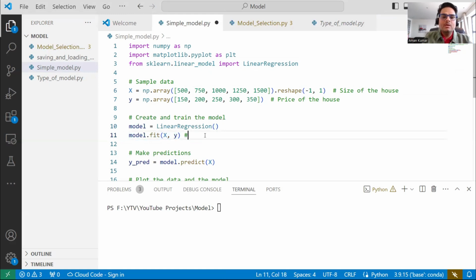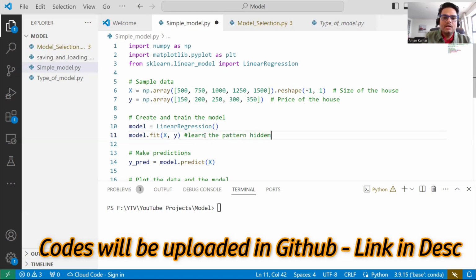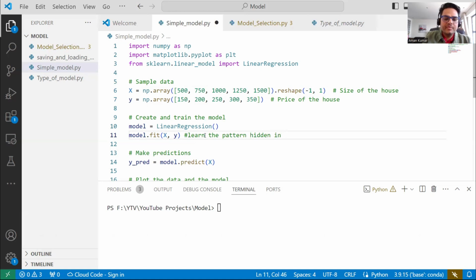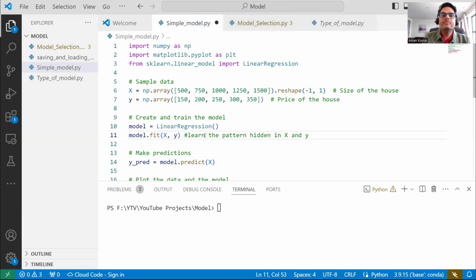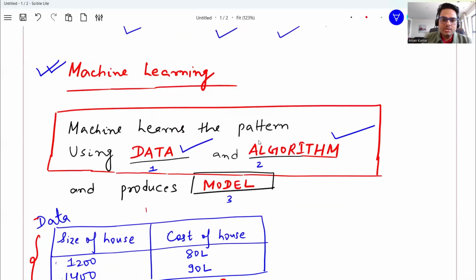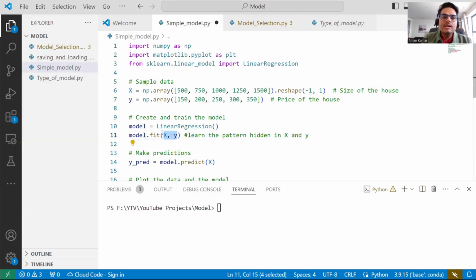At the moment you say model.fit, what you are saying to the system is, learn the pattern hidden in X and y. What you are doing basically is giving data and an algorithm, and you are asking the system to give you a model. So X and Y are your data, linear regression is your algorithm. Using these two things, you are generating a model.